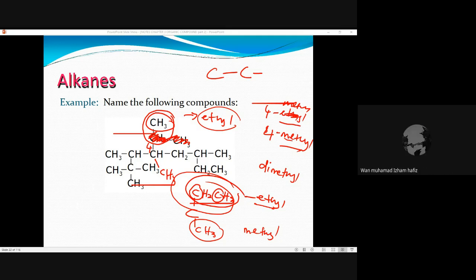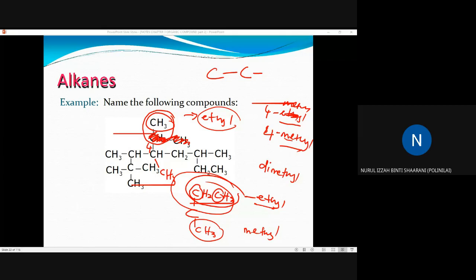Nak letak ethyl dulu ke baru letak yang tetra methyl? Cuba awak nyanyi ABC. Methyl ethyl dulu. Remember, prefix takkan termasuk dekat dalam kita punya alphabetical order. So kita tak comparekan tetra, kita comparekan ethyl dengan methyl. Siapa dulu? Yang ni pun selalu student buat salah. Dia tak hafal ABC ke apa lah. Methyl tetraoctane macam tu lah madam.